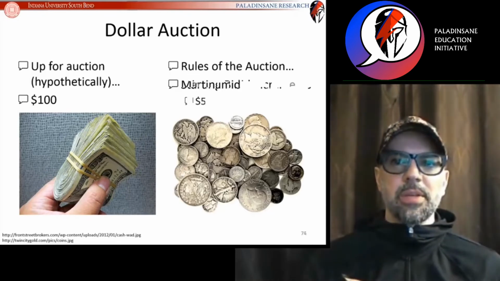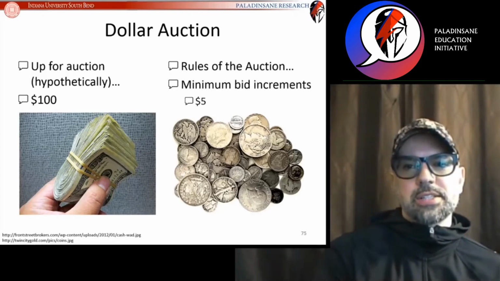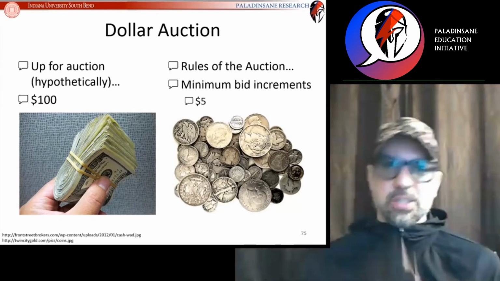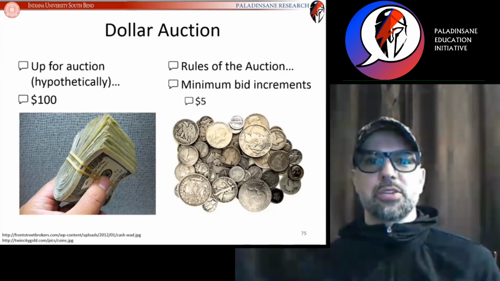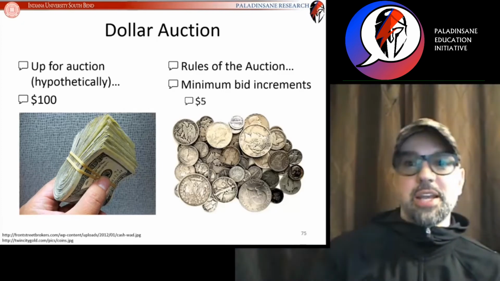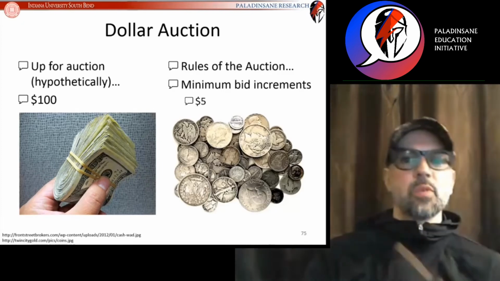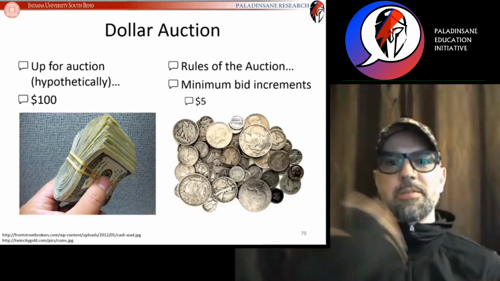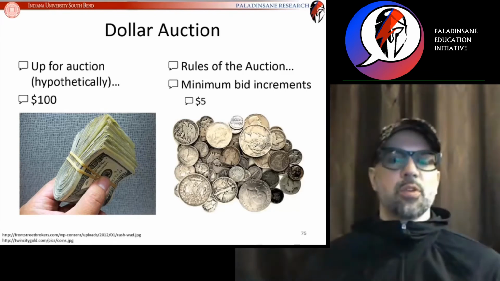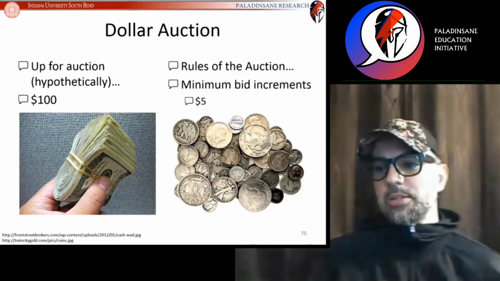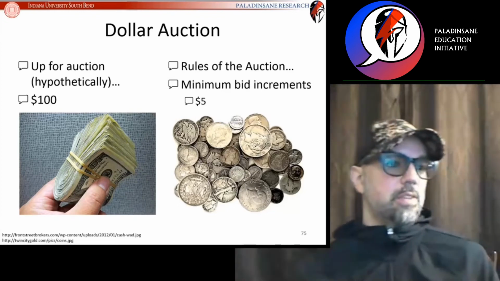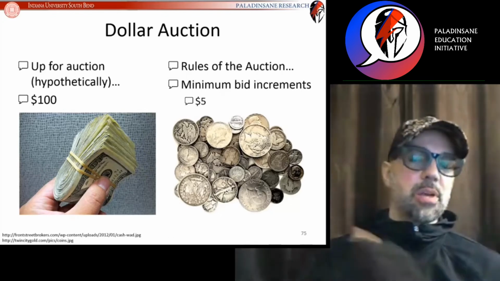The minimum bid increments are $5 in this example. This is just so that we don't fall into the trap, when I do this in class, of, I'm going to bid $5 and a penny. I'm going to bid $5 and 2 pennies. We'll just say that the minimum bid increments are $5. So if there was an auctioneer, it would be like, do I hear 5, 5, 5? Do I hear 10? Do I hear 10 over there? 15, 15, oh, 15 over there. And that's the minimum bid requirement.